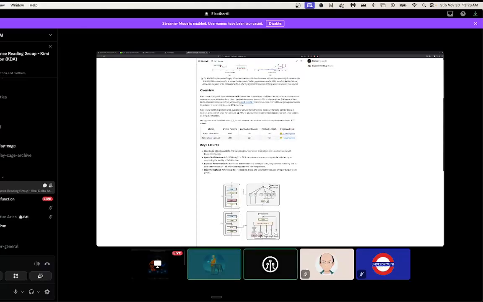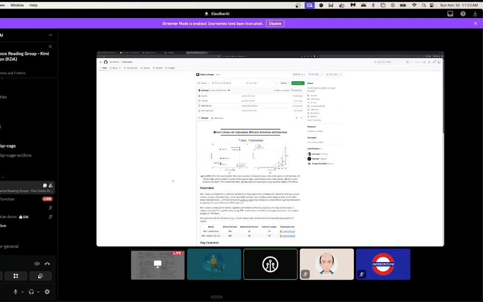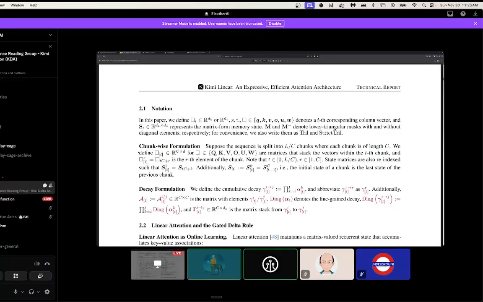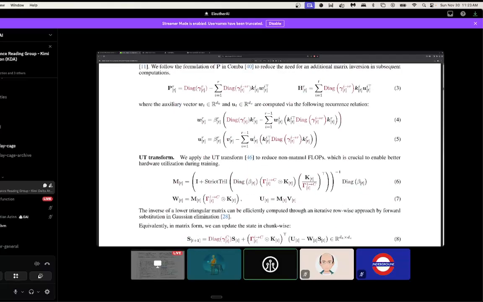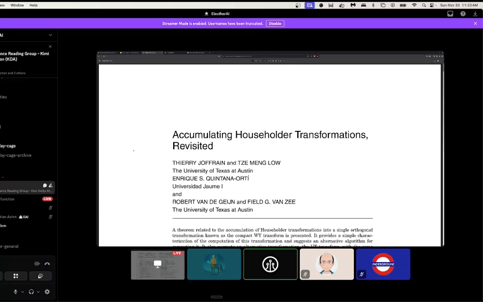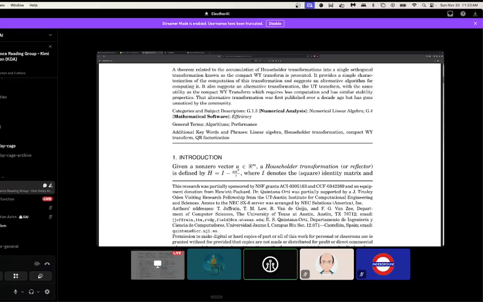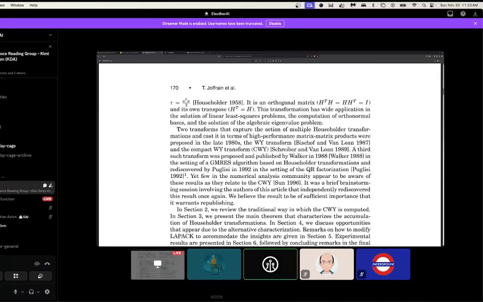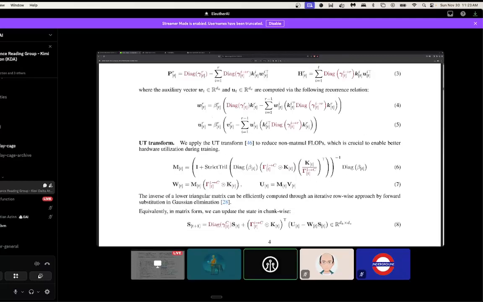It does seem like a limitation, though, doesn't it? Because the whole point of the UT transform was to avoid the sequential summation to compute the W and the U, right? I thought that was what made it GPU friendly. It might just be that the iterations for the Gaussian elimination are very small. It's like the number of rows in the matrix, right? I don't know. It's still kind of large, so I'm not sure.